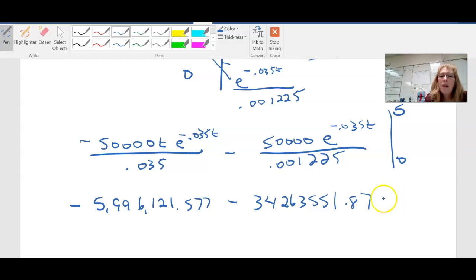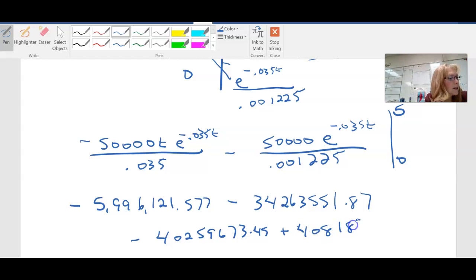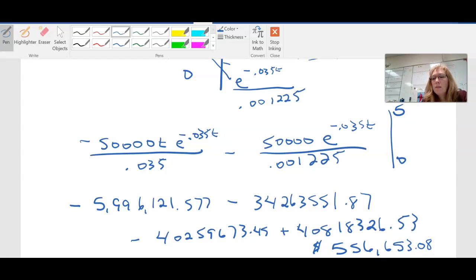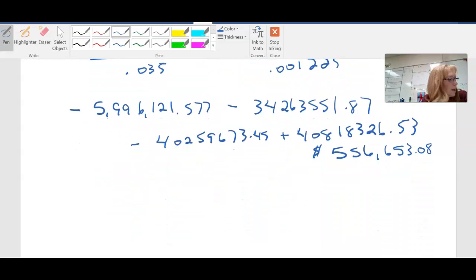Okay, now we got to add. So there's your 5. Here's 0. I am so out of room. 4,025,963.45 plus 4,081,632.53. If you want to type that all in your calculator at one time, you are more than welcome to, if your calculator will do it. That gave me a total of $556,653.08. That was my total lump sum, what they should give me.